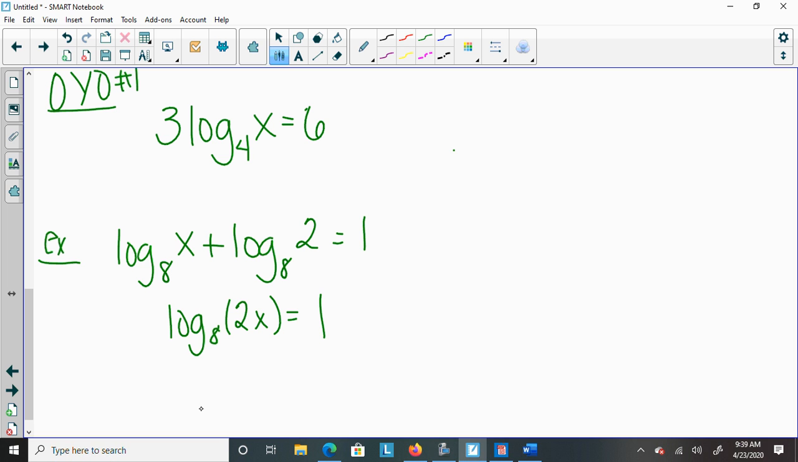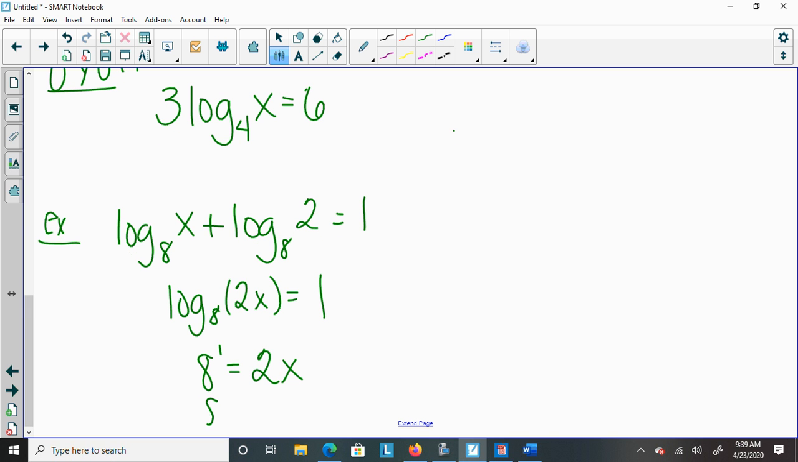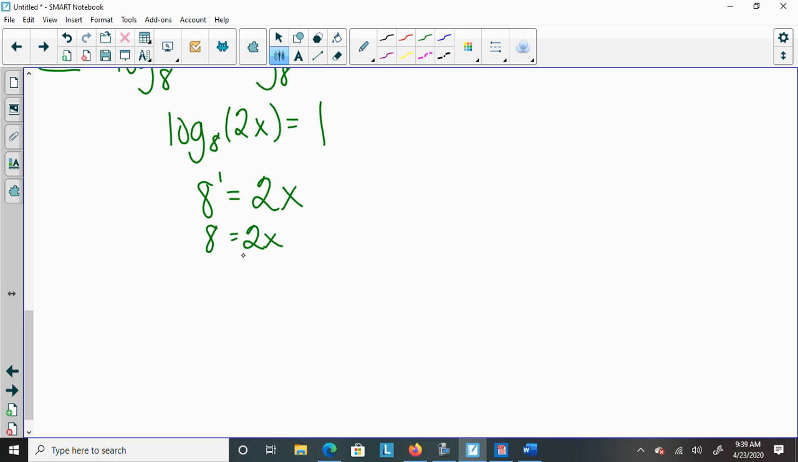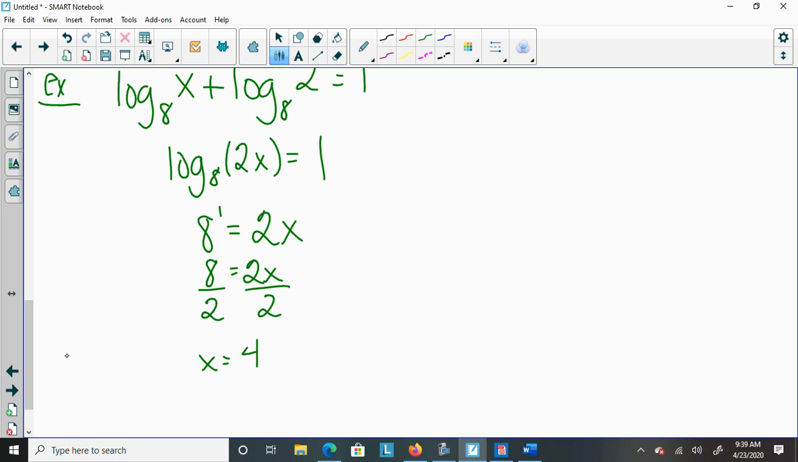All right, now we're ready to write this as a power. So 8 to the first is equal to 2x, and we just evaluate that and solve. 8 to the first is 8. And x isn't by itself yet. We haven't seen one of these yet where you've got to actually do one more step at the end, but you all know how to do it. This is a one-step problem here. We'll divide both sides by 2, and x is equal to 4. Okay. All right, so if you've got 2 logs, you're going to have to combine them either with a multiply or a divide, and then we will solve.